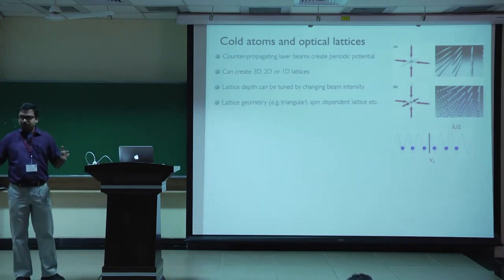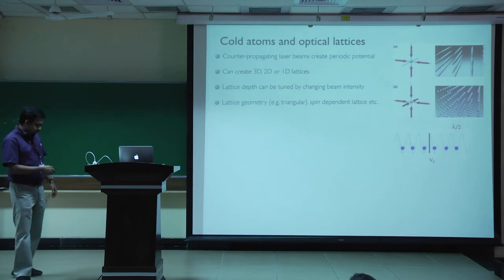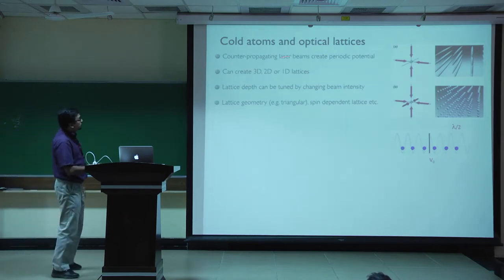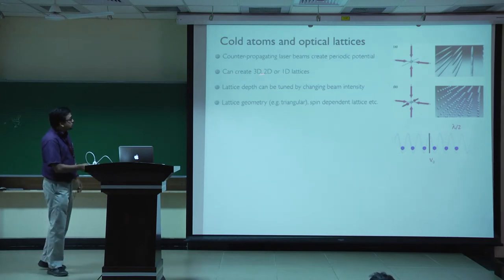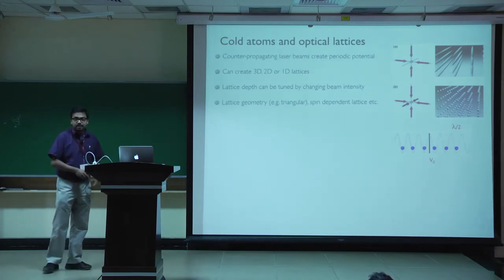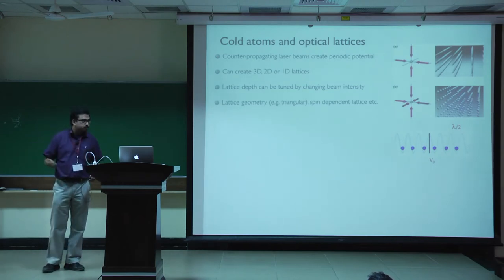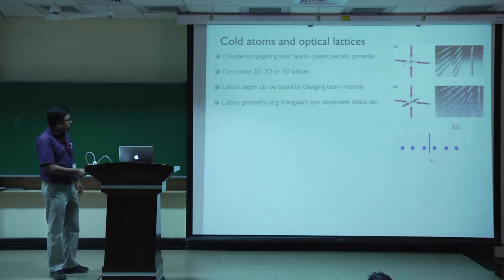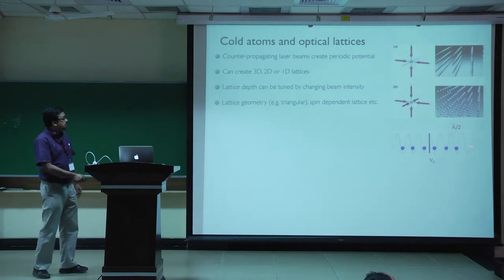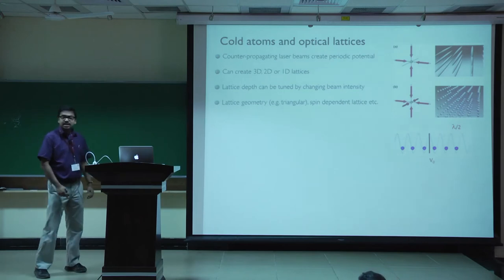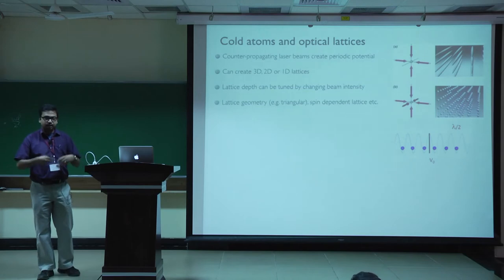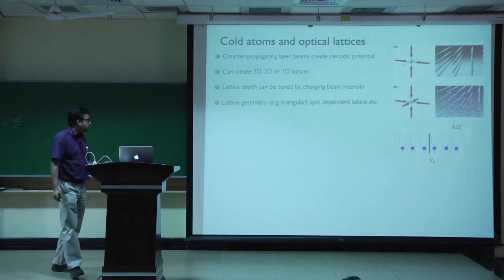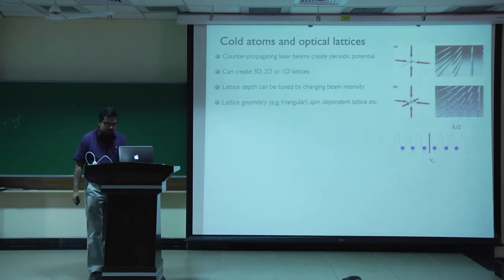Now, lattices are nothing but periodic potentials. The way it is done is you put in counterpropagating laser beams, which create periodic potentials. You can create 2D, 3D, or 1D lattices, so you can play around with this. You can change the height of the lattice potential, and this is going to be crucial later on. You can also change the lattice geometry. So for example, instead of interfering beams at right angles, you can make a triangular lattice, or more complicated lattices, and so on.